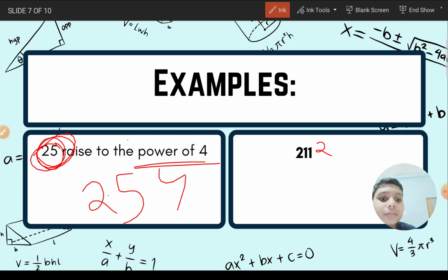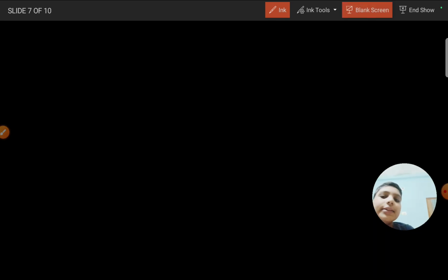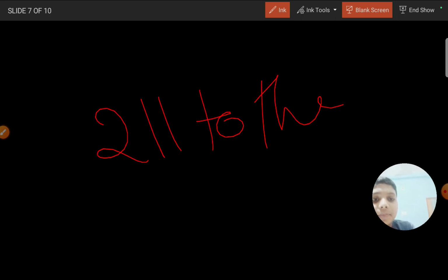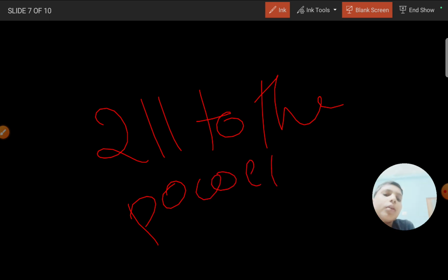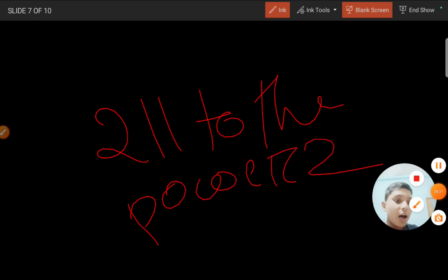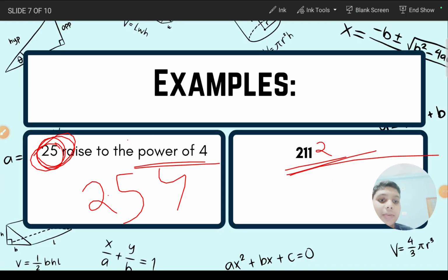Now how can we write this? Its answer is 211 to the power 2. That's how simply you write it, right? So now let's move on. Now I will just remove this blank screen.